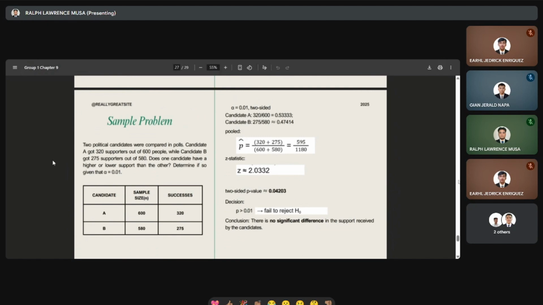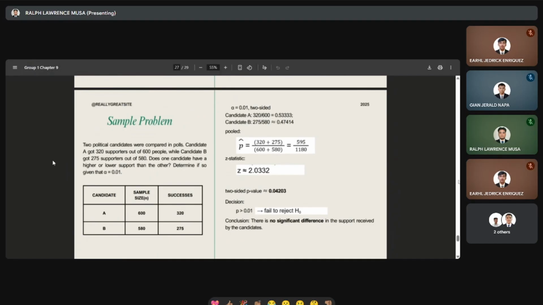And for another sample problem, two political candidates were compared in polls. Candidate A got 320 supporters out of 600 people, while candidate B got 275 supporters out of 580. Does one candidate have a higher or lower support than the other? Determine if so, given that alpha is equal to 0.01. Given candidate A, the sample size is 600 and the successes are 320. For candidate B, the sample size is 580 and the successes are 275.